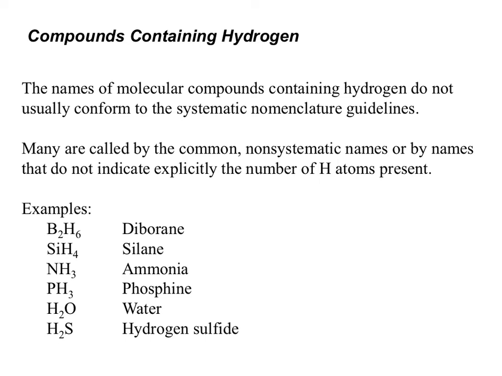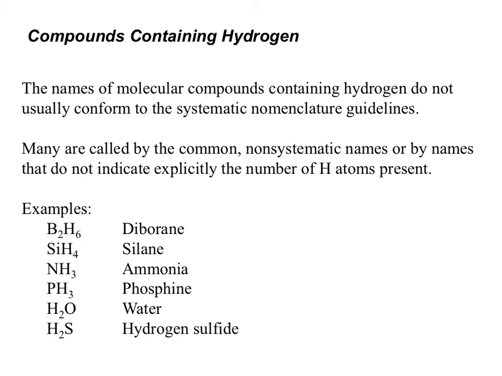Compounds containing hydrogen. The names of molecular compounds containing hydrogen do not usually conform to the systematic nomenclature guidelines. Many are called by the common, non-systematic names or by names that do not indicate explicitly the number of hydrogen atoms present. So for example, B2H6 is just diborane, SiH4 is silane, NH3 is ammonia, PH3 is phosphine, H2O is water, and H2S is hydrogen sulfide.